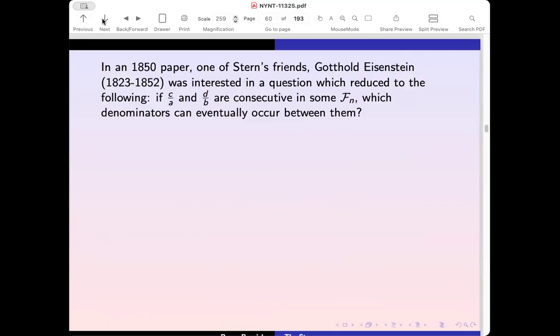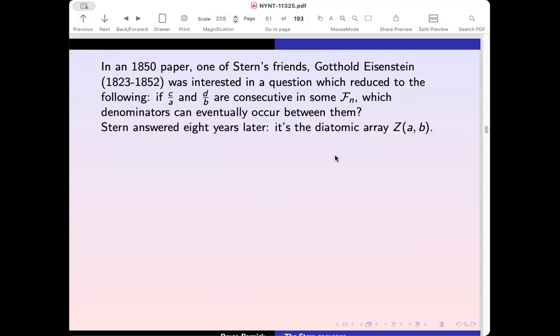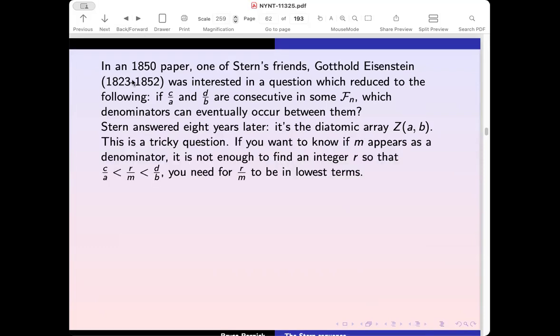Eisenstein, who was one of Stern's friends, was interested in a question. Suppose you have two consecutive fractions in a Farey sequence. Which denominators can eventually occur between them? And Stern answered, it's the diatomic array, because you're not necessarily adding the denominators in the same order that you would do in the Farey sequence, but eventually you just get everything that was there.